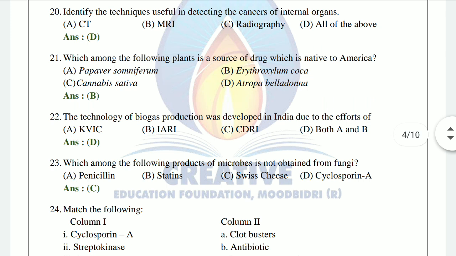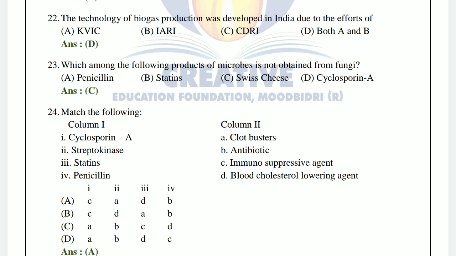Question 23. Which among the following products of microbes is not obtained from fungi? That is option C, Swiss cheese. Question 24. The correct option is option A, that is cyclosporin A is immunosuppressive agent, streptokinase is clot buster, statin is blood cholesterol lowering agent and penicillium is antibiotic.